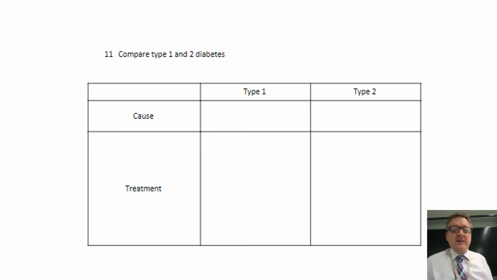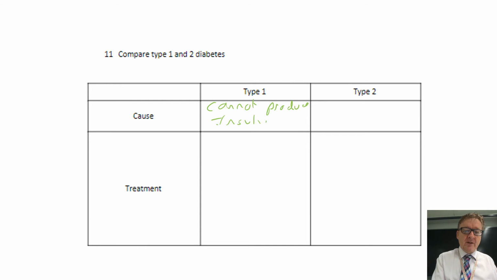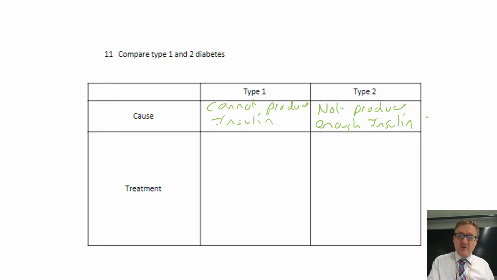Question 11. Compare type 1 and type 2 diabetes. Type 1 diabetes is where you cannot produce the right amount of insulin, and it's the one you're basically born with. Type 2 is where you do not produce enough insulin over time. So type 1 you're born with. Type 2 is often created as you get older in life.